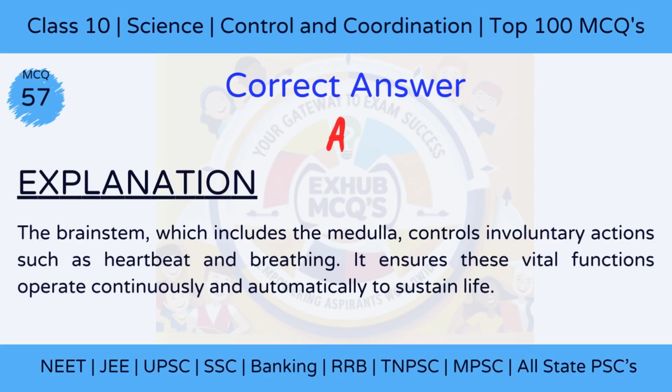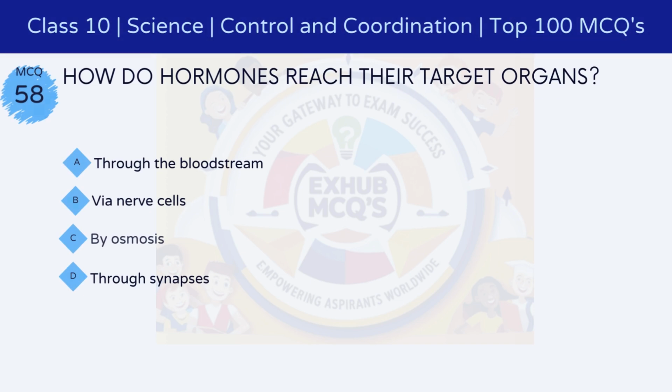The correct answer is option A, brainstem. The brainstem, which includes the medulla, controls involuntary actions such as heartbeat and breathing. It ensures these vital functions operate continuously and automatically to sustain life.